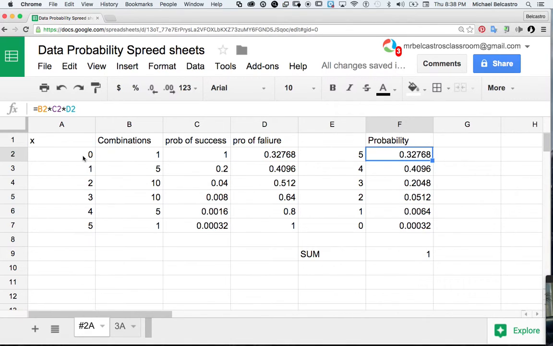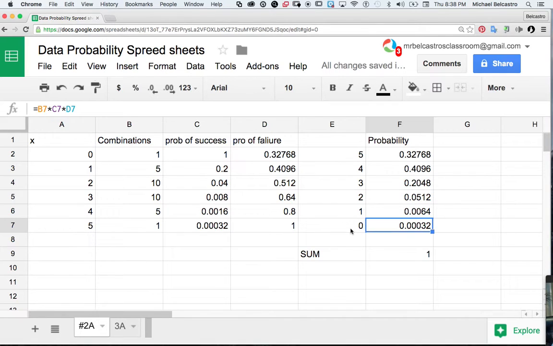So you remember when we had the value of 0, it's 0.32768. So there's a 32% chance that you would have no successes. There's about a 41% chance that you'd have 1 success in 5 trials. Then you can see the probability starts to drop. To have 2 successes is only about a 20% probability. To have 3 successes, you have about a 5% probability. To have 4 out of 5 successes, you'd have 0.006. And to have all 5 of your trials being successful is 0.00032. The reason it drops so low is because remember our probability of success was only 20%.